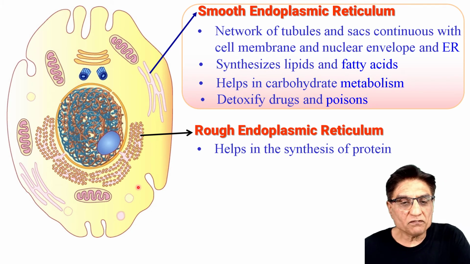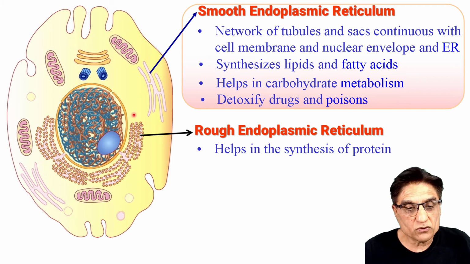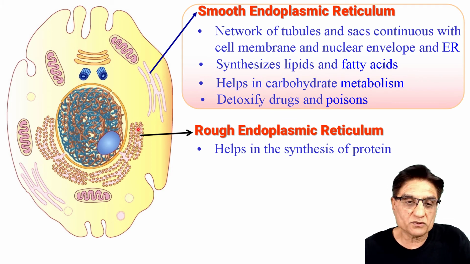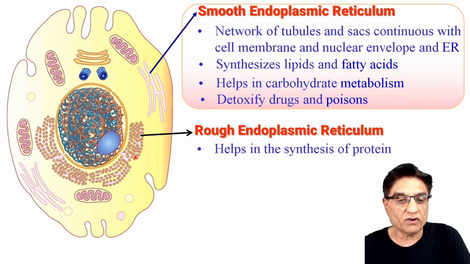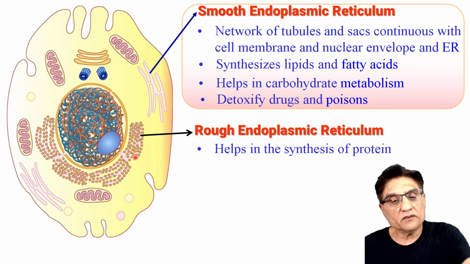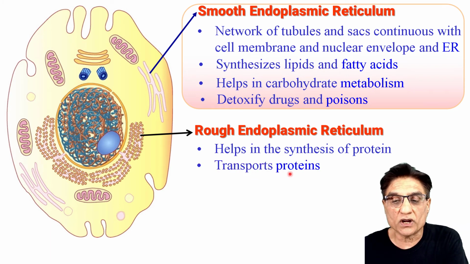When it comes to the rough endoplasmic reticulum, there are ribosomes attached to it. Those ribosomes are a site for protein synthesis. The proteins are synthesized in here. Those proteins are poured inside the rough endoplasmic reticulum, and it is going to take those proteins from one part of the cell to the other. That's their main function. They transport proteins from one part to another.